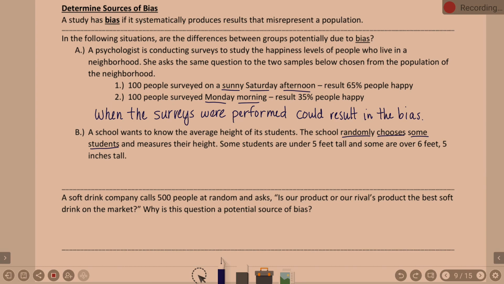So on mine, I've written no, a natural difference will exist. So no bias. So the point there: not everything's going to be due to bias.